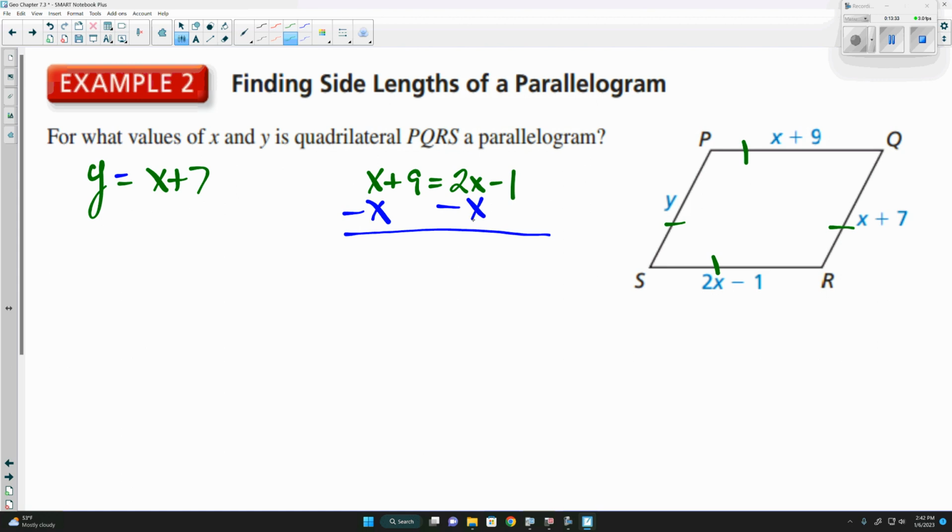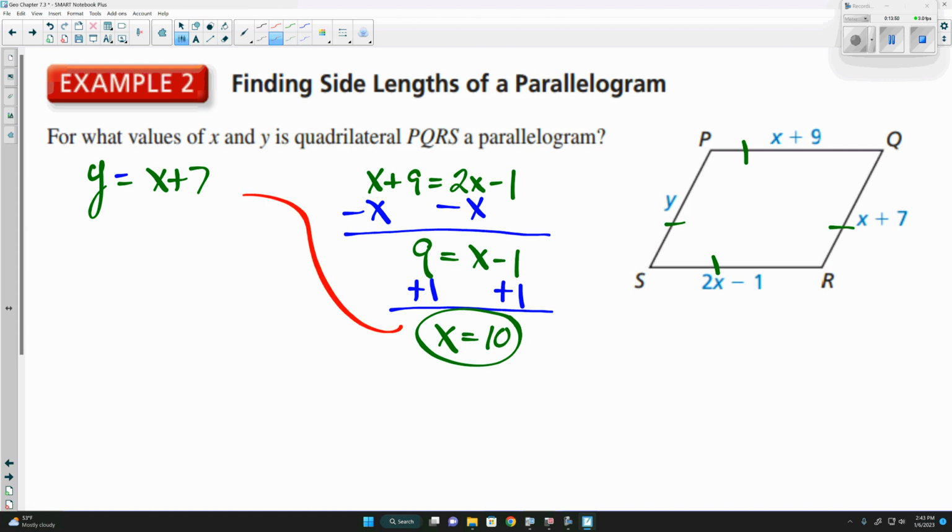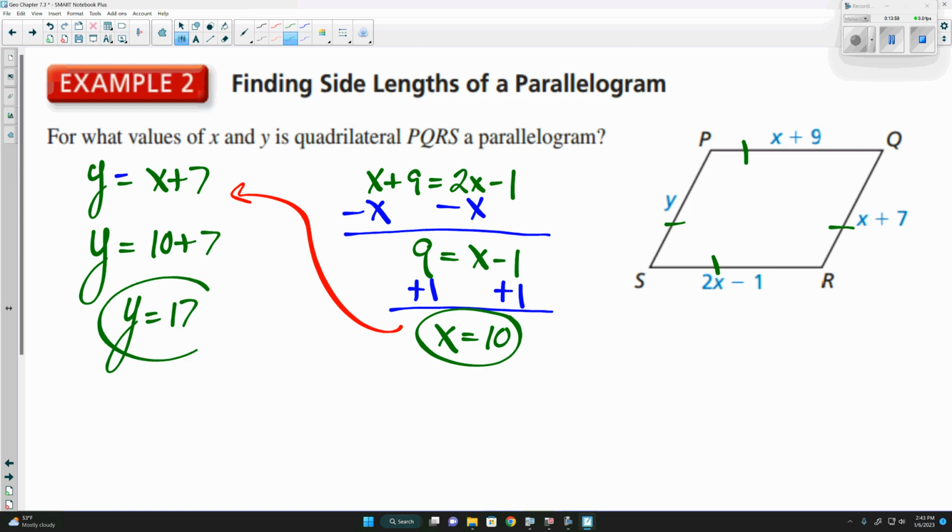Minus x from both sides, which tells us 9 is equal to x minus 1, and then we would add 1 to both sides. 10 is equal to x. So we'll plug x back in. Notice that we have 10 plus 7, so y is equal to 17.